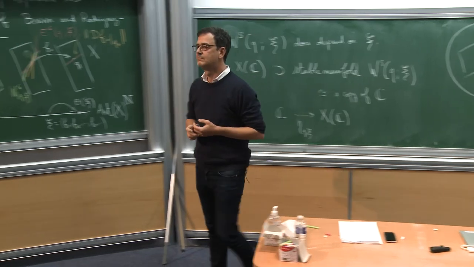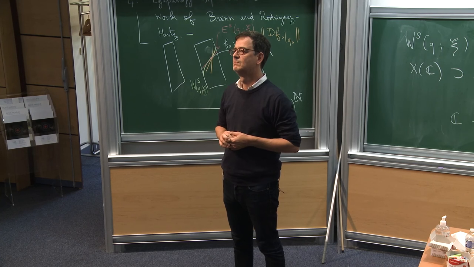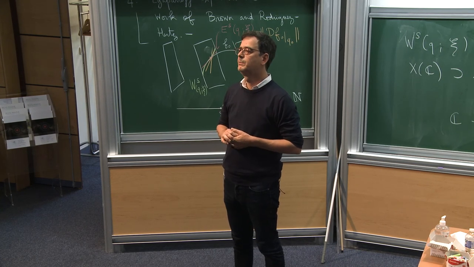So the group, what kind of properties does it have? Does it contain Z2? Is it hyperbolic? What kind of group? It depends on the examples.